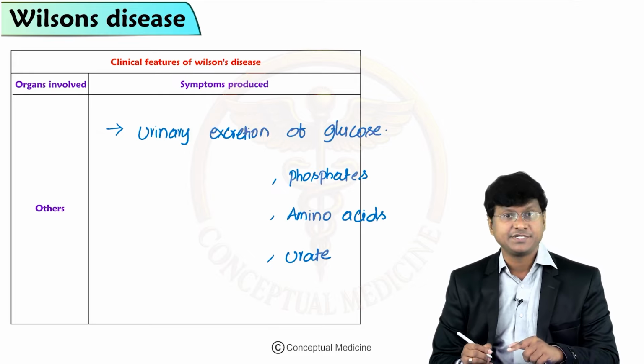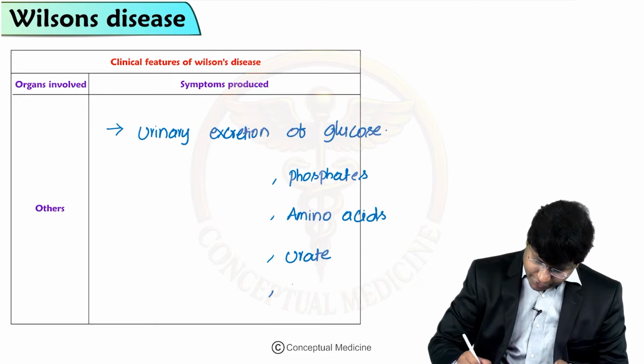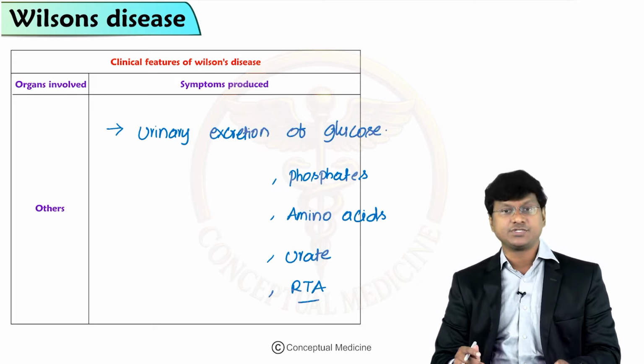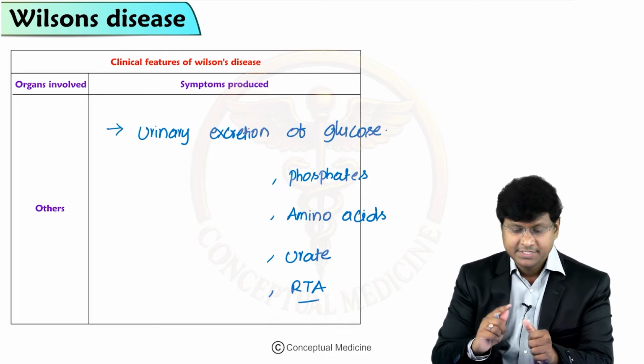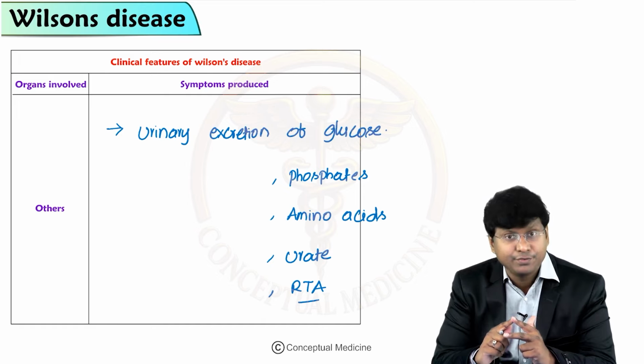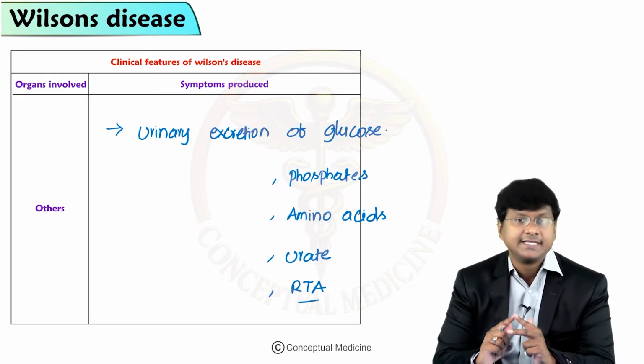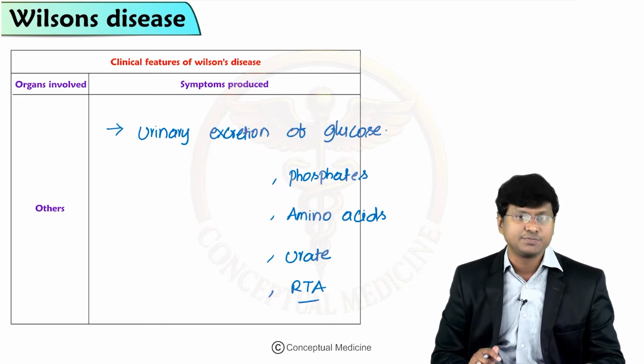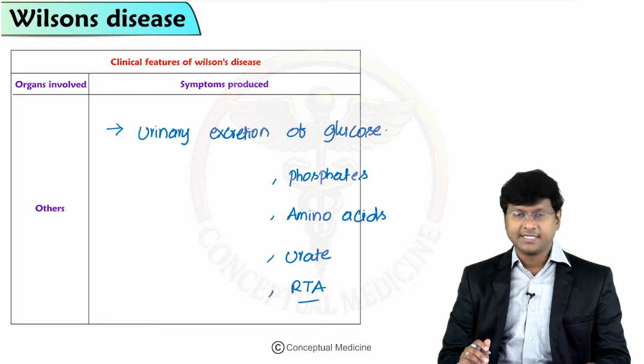These patients also develop renal tubular acidosis. In what type of renal tubular acidosis? Actually, we have three types of renal tubular acidosis: type 1, type 2 and type 4. The type these individuals will develop is type 2 renal tubular acidosis, wherein the abnormality is at the level of the proximal convoluted tubule. So, these are the other manifestations.